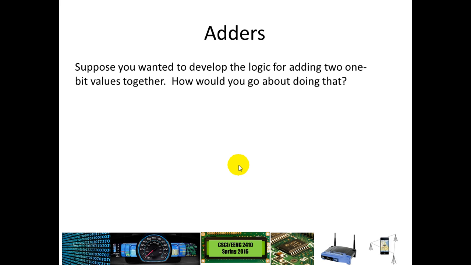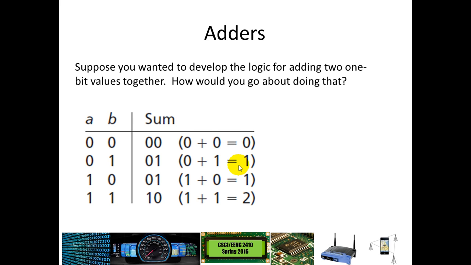Adders are also very important. So if you wanted to develop some logic for adding two different bits together, you might want to think about how you could go about doing that. So if you look at adding A and B, you think about what the possible sums are. Well, if you had 0 and 0, of course the sum would be 0. We could represent that with as few as 1 bit. 0 plus 1 also could work with just 1 bit. 1 plus 0 could also work with just 1 bit.